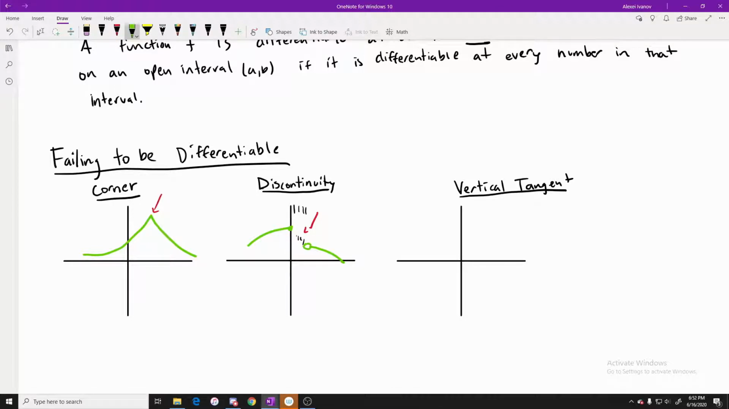Lastly, we have the vertical tangent, and this is if we have a function that goes like this, like an S shape, and it would have the vertical tangent right here. This is undefined, obviously, because we would have a division by zero error. We know that for a vertical line, the slope is undefined, so this right here would fail to be differentiable because of that.